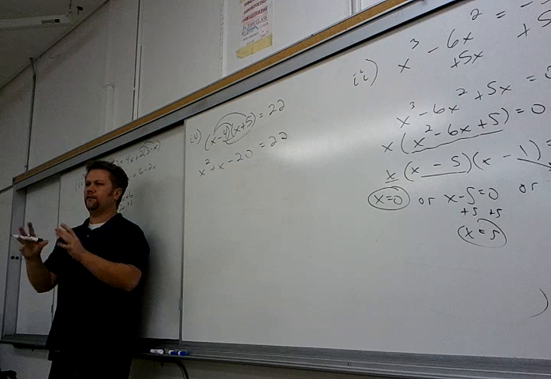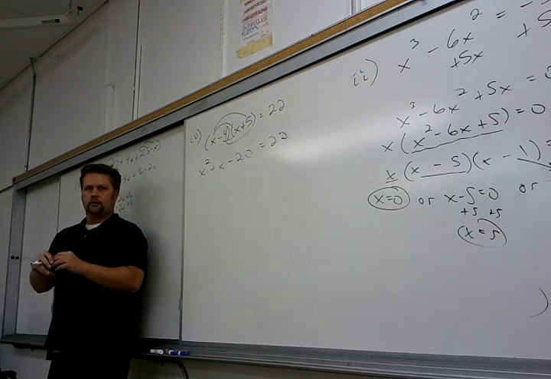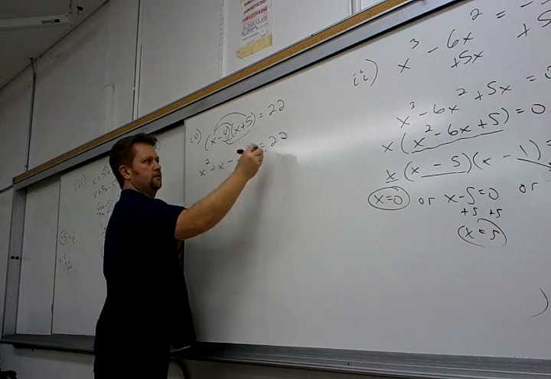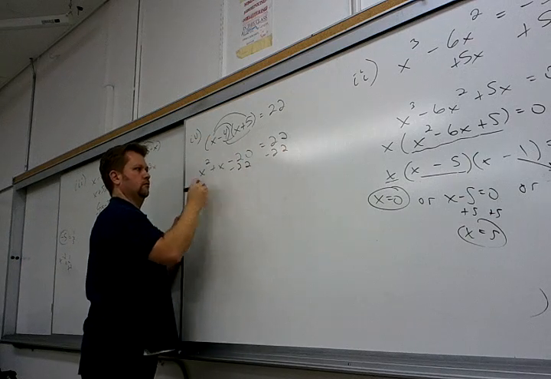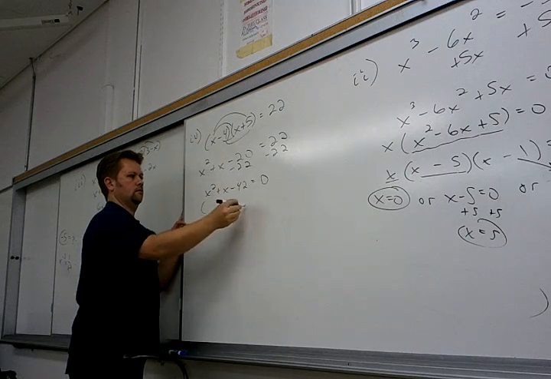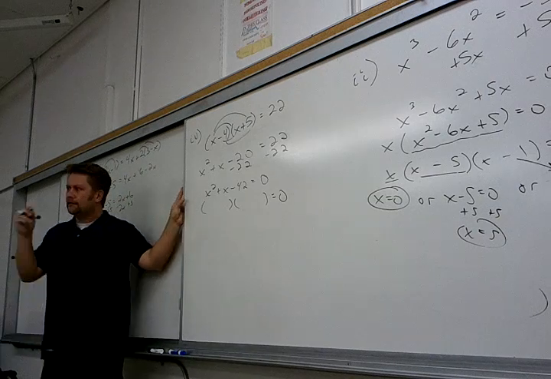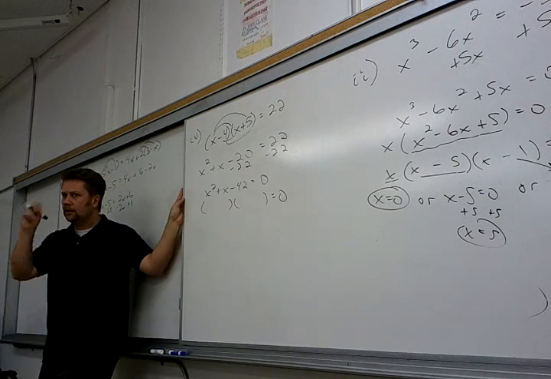Some of these problems are going to feel like you're going backwards. It's just because part of it's factored too early. So your next step is to subtract 22. So you have x squared minus x minus 20, or minus 42, sorry. Now I can factor because it's equal to 0. That's the key. It's got to be equal to 0.